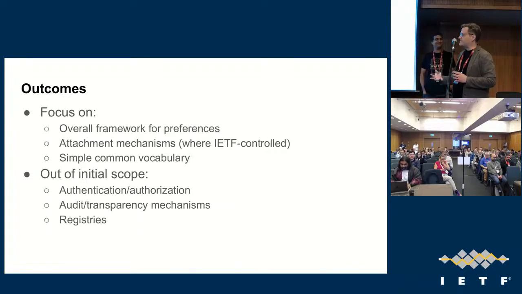But we decided it wasn't interesting to try and address things like authenticating or authorizing the crawlers or the AI engines or the content owners, or having some audit and transparency mechanisms or registries. These are all things that are interesting for various reasons, and maybe they would be on a future agenda, but they're not places where we felt we could make any immediate progress. Next slide.